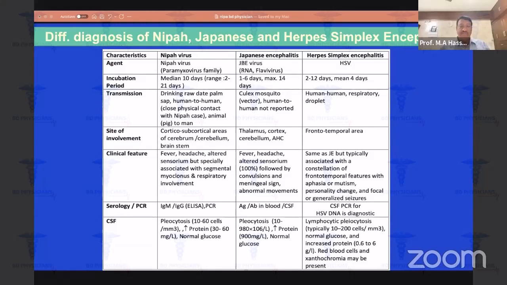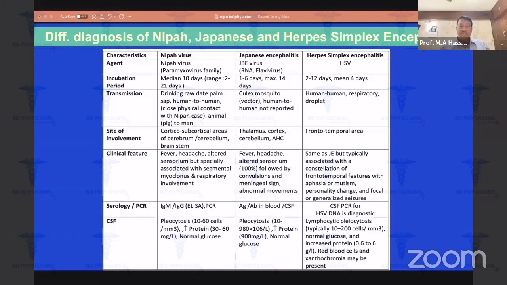But in herpes simplex encephalitis, there may be human-to-human respiratory droplet infection. One of the important and characteristic findings is the MRI, by which we can differentiate them. In Nipah virus encephalitis, the important finding is cortical and subcortical punctate lesions. Later on, we will show the MRI diagram. In Japanese encephalitis, it is the thalamus, cortex, and cerebellum. In herpes simplex, as we all know, it is mostly the temporal lobe, the frontotemporal region, that is commonly affected. Clinical features are very difficult to differentiate, but sometimes we can differentiate by involvement of different regions of the brain. The differentiating point is diagnostic confirmation by PCR for a specific virus.